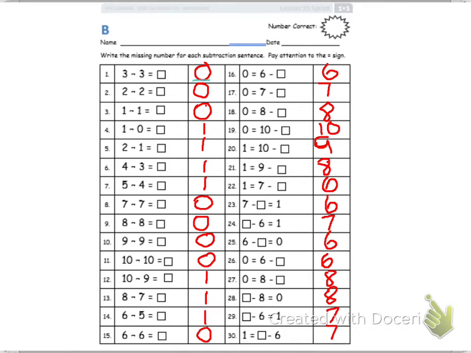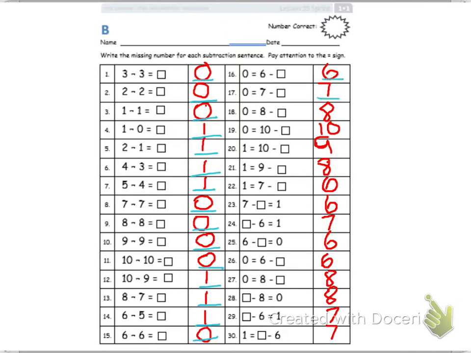Number 1 is 0. Number 2 is 0. Number 3 is 0. Number 4 is 1. Number 5 is 1. Number 6 is 1. Number 7 is 1. Number 8 is 0. Number 9 is 0. 10 is 0. 11 is 0. 12, 1. 13 is 1. 14 is 1. 15 is 0. 16 is 6.